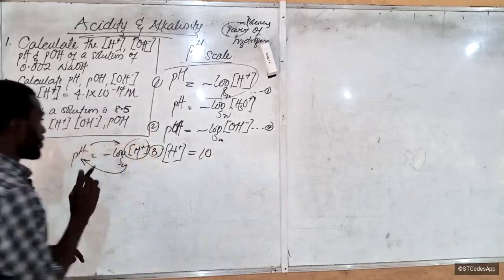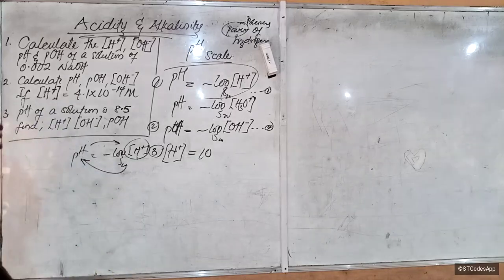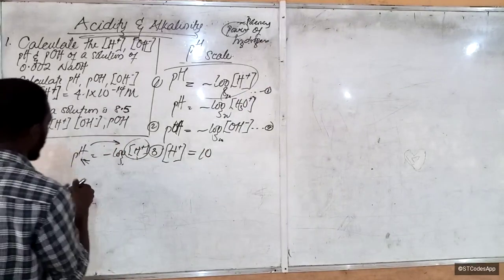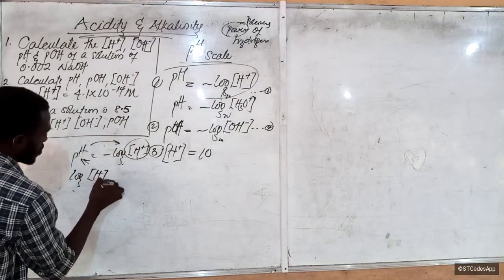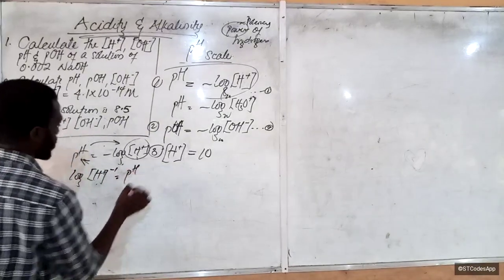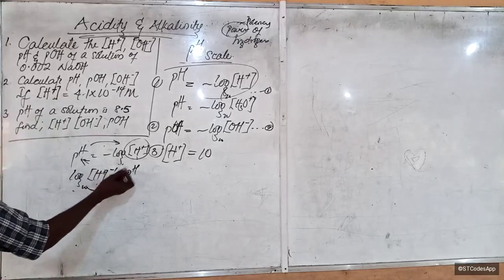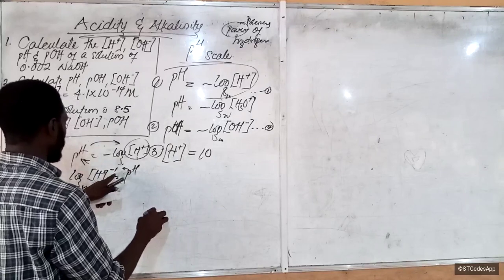Now listen. Because of this minus, let's redo that. Because of this minus, this minus will come up here. So we have log of H plus raised to the power minus 1 is equal to pH. Does that make sense now? So this guy pushes this guy up, and then it will be equal to this guy. So we now have H plus raised to the power minus 1.